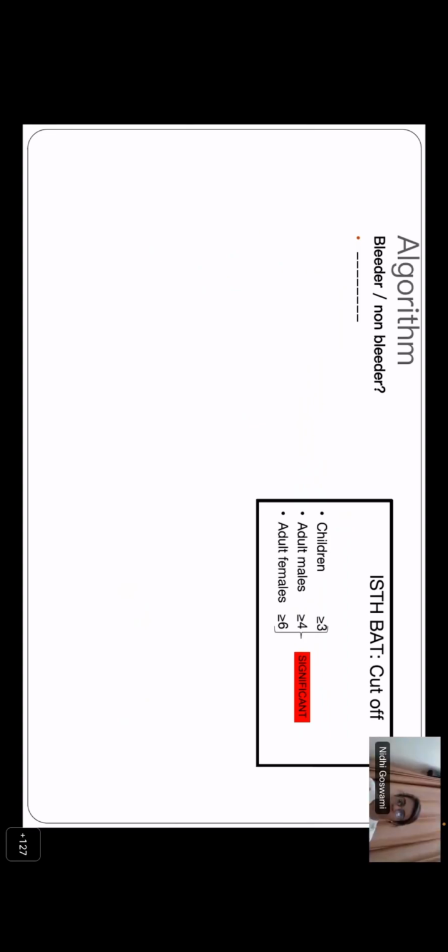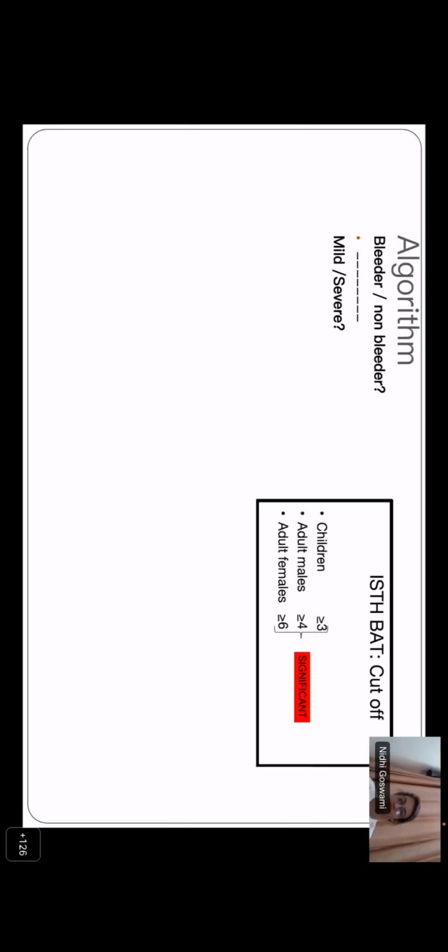Bleeder, because the cutoff for a child is 3 or more. Yes, so it's a bleeder. Mild or severe? Mild, ma'am. Severe, ma'am. 3 or more than 3 is severe.